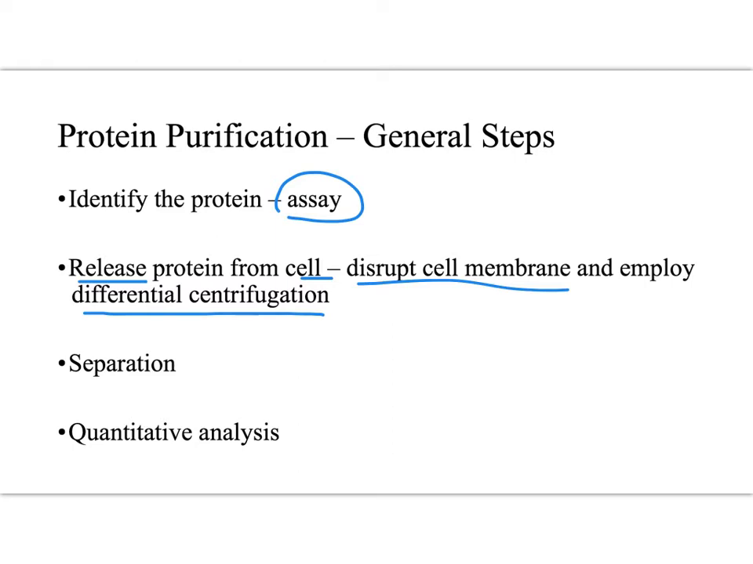Once we release the protein from the cell, we have to make sure we are separating out that protein of interest, because there's not just one protein per cell. We have multiple different types of proteins that we have to narrow down until we get to the protein of interest. And then once we think we have the protein of interest, then we can explore quantitative analysis of that protein.